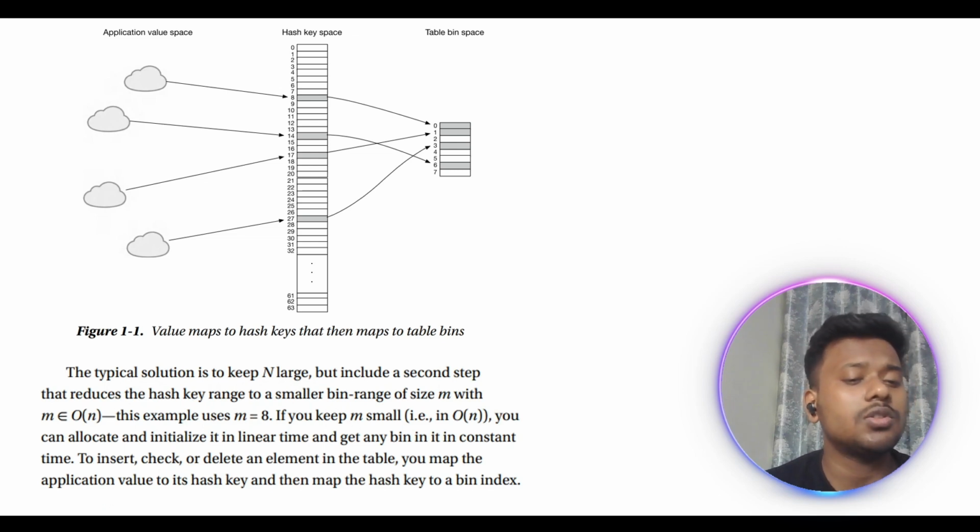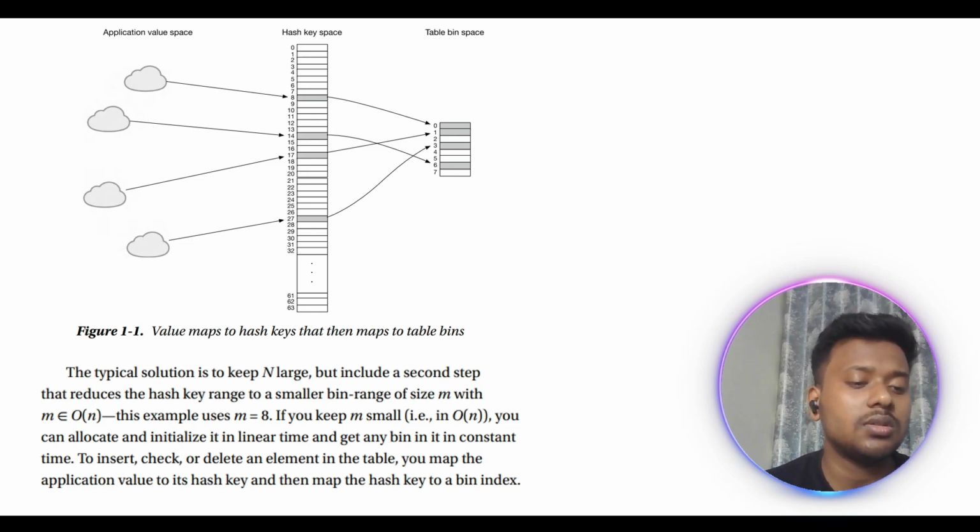The typical solution is to keep N large, but include a second step that reduces the hash key range to a smaller bin range of size small m, where m belongs to big O of n. This example uses m equal to 8. If you keep m small, that is in big O of n, you can allocate and initialize it in linear time and get any bin in constant time.